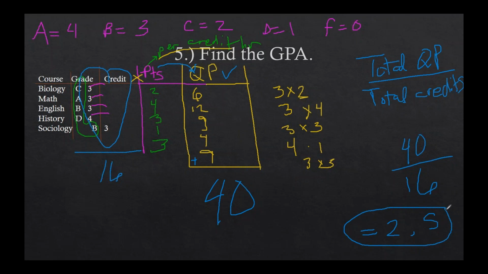So remember that your GPA should be somewhere between 0 and 4, right? If you get all Fs, you have a 0. If you get all As, you have a 4. So generally, it's somewhere in between there.